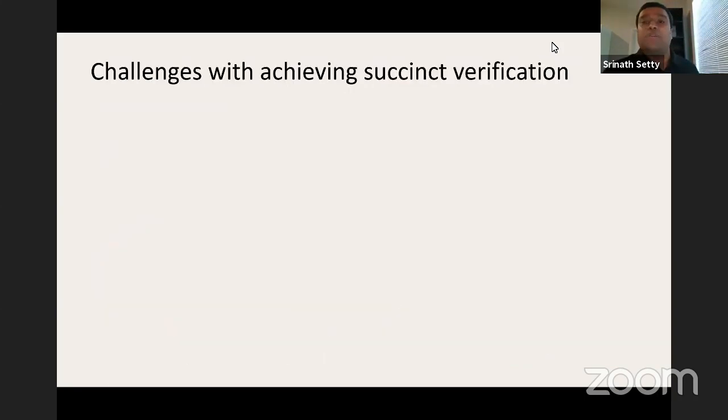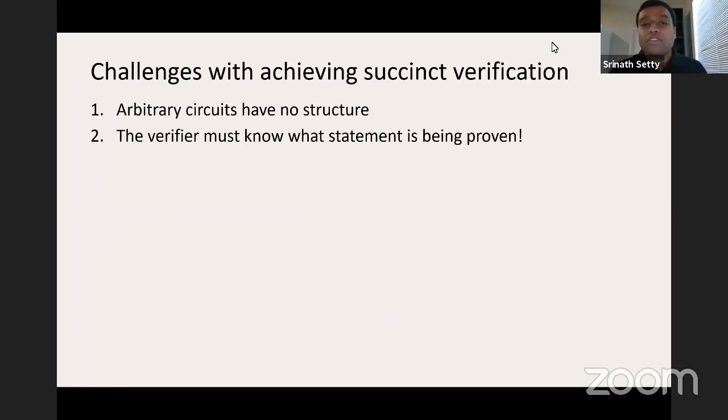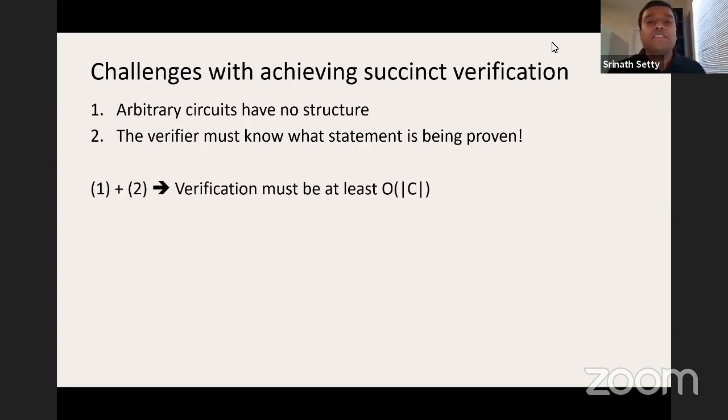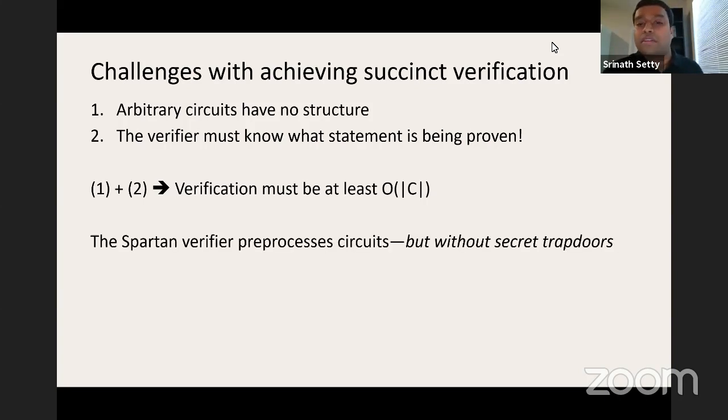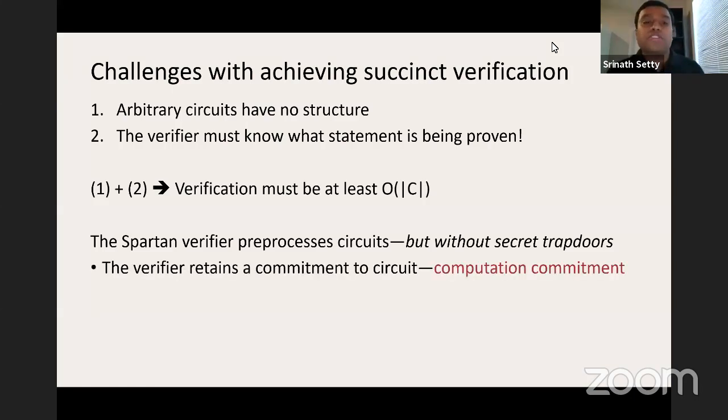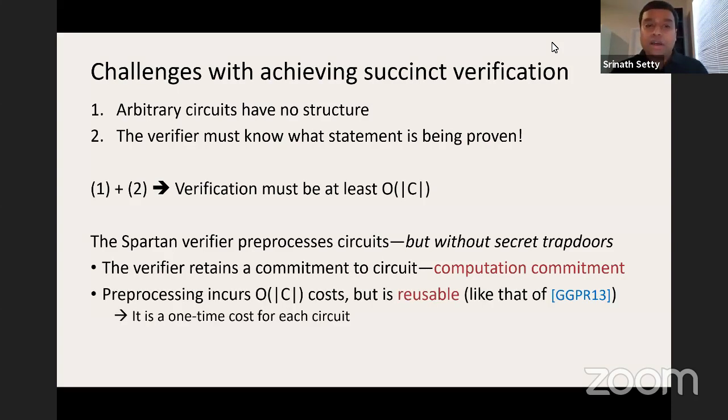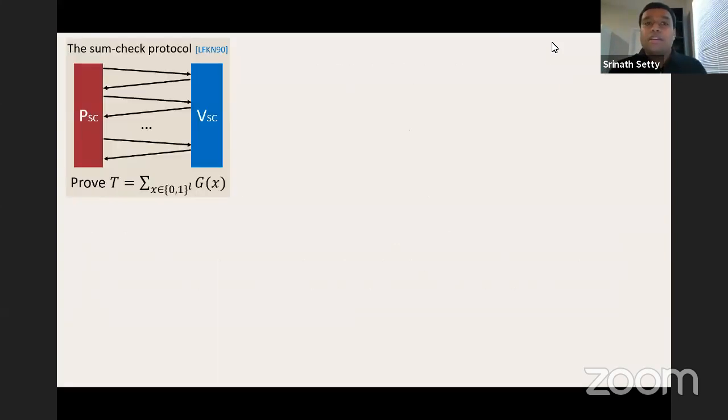This turns out to be challenging because arbitrary circuits by definition have no structure. Furthermore, the verifier must actually know what statement it's verifying. What this means is that verification must be at least linear in the size of the circuit. Spartan gets around this problem by pre-processing circuits, but without using any secret trapdoors. In particular, the verifier retains a short cryptographic commitment to the description of the circuit, which we call a computation commitment. Creating a computation commitment requires time that's at least linear in the size of the circuit, but it's reusable. In the next 1 minute or so, I'm going to provide an overview of how Spartan works.